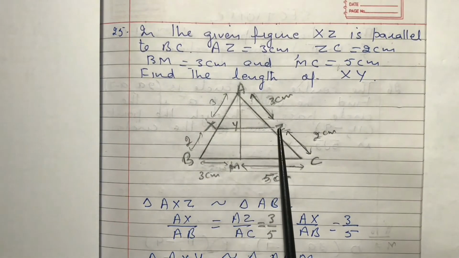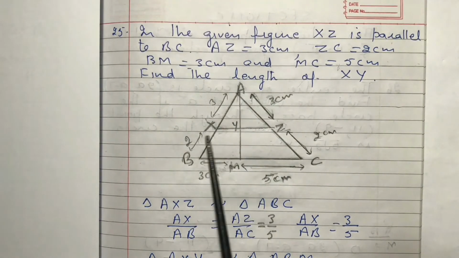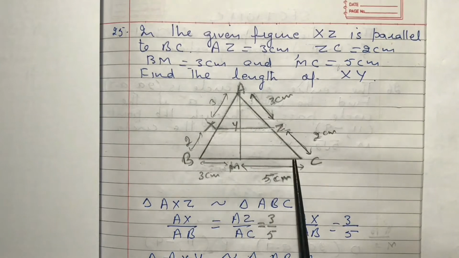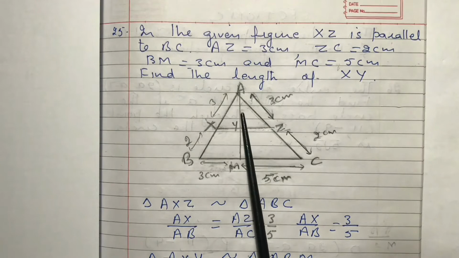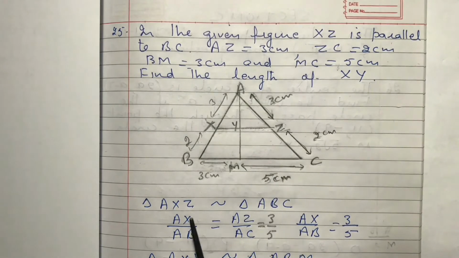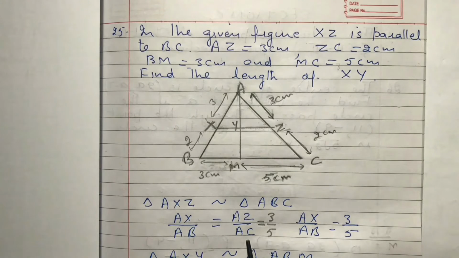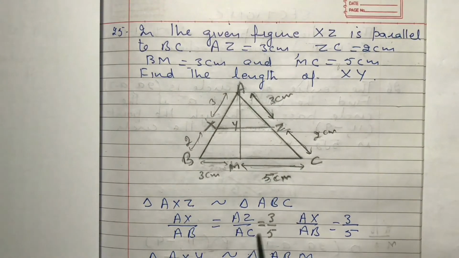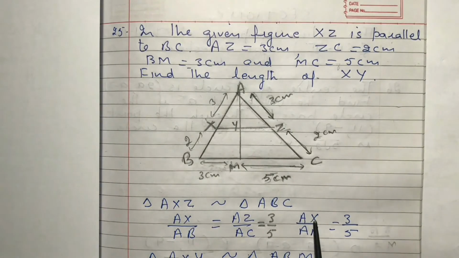Now this line XZ is parallel to BC. So AXZ और ABC इन दोनों को आप सिमिलर प्रूव करोगे. These two are similar triangles. This smaller one and this bigger one. इनकी साइड्स प्रोपोर्शनल हो जाएंगी. So AX upon AB is equal to AZ upon AC. AZ is 3, AC is 3 plus 2, 5. It means AX by AB is 3 by 5.